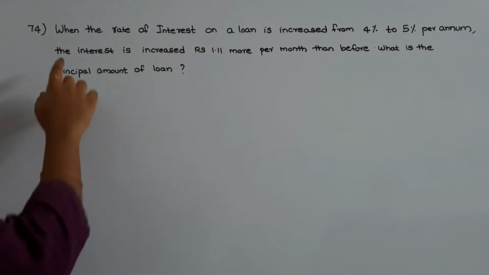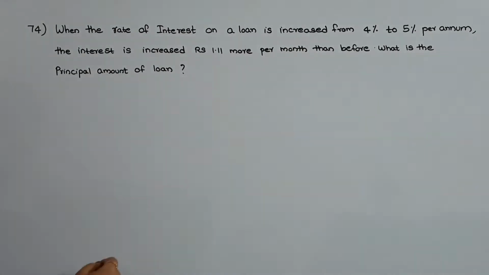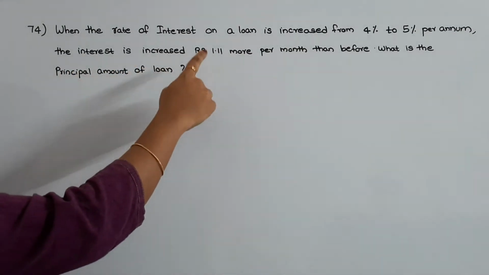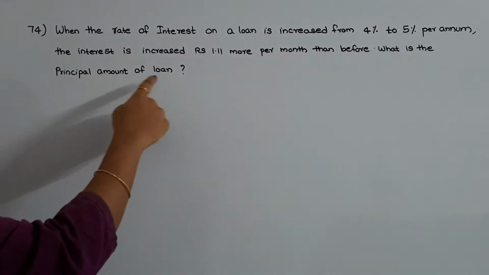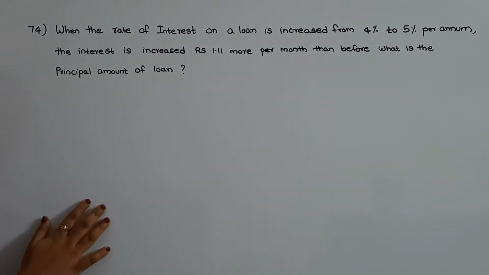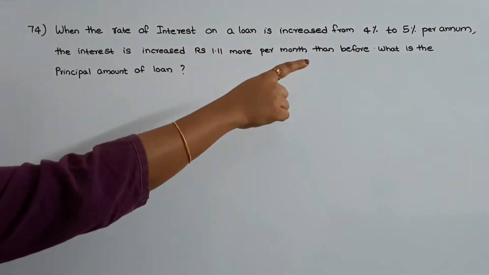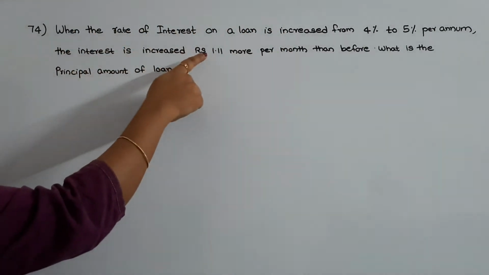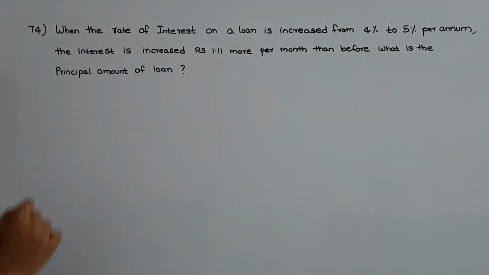74th question is, when the rate of interest on a loan is increased from 4% to 5% per annum, the interest is increased rupees 1.11 more per month than before. What is the principal amount of loan? So, in this question, they are telling that the rate of interest is increasing from 4% to 5%. Then the interest is increased by 1.11 per month. And they are asking us what is the principal amount.